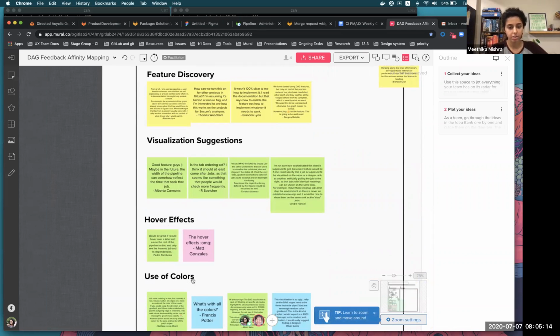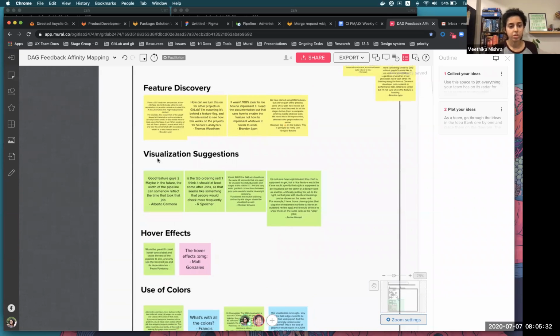first is the use of colors, like how users are reacting to the colors that we're using. Then what is it that they expect when they hover on the jobs or the pipelines. So what kind of information they expect to surface and what are the disappointments that they're facing there.